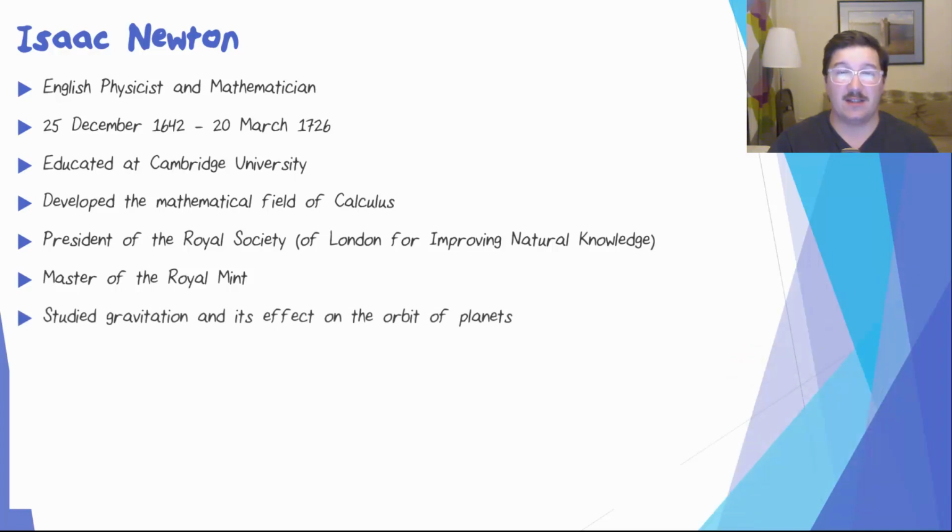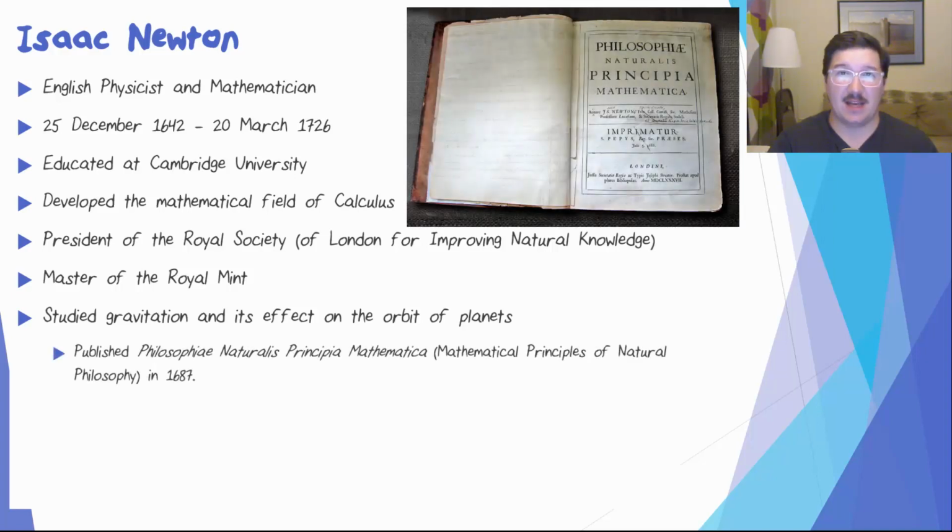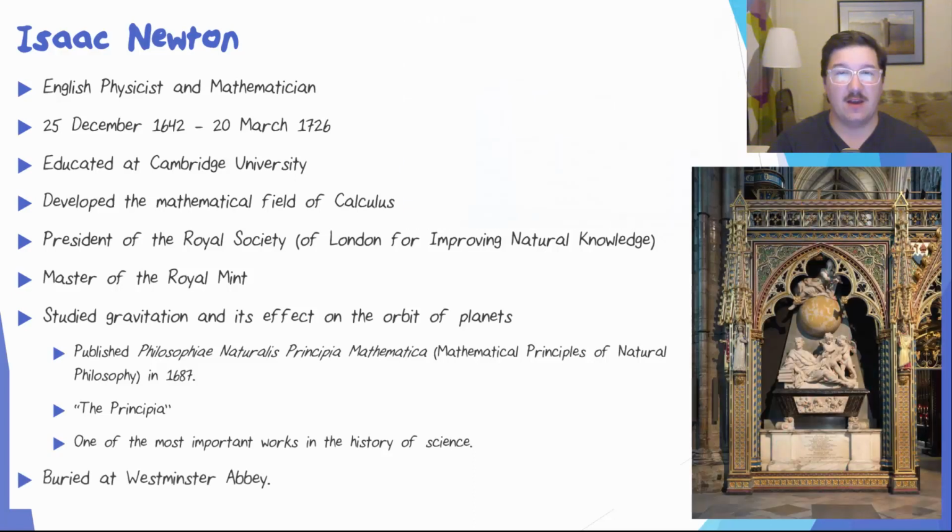What's important to us is that, among other things, he studied gravitation and its effect on the orbit of planets. In 1687, he published in Latin a book titled Philosophia Naturalis Principia Mathematica, which translates to The Mathematical Principles of Natural Philosophy. This is often just referred to as the Principia. It is widely regarded as one of the most important works in the history of science. Upon his death, Newton was buried at Westminster Abbey in London.